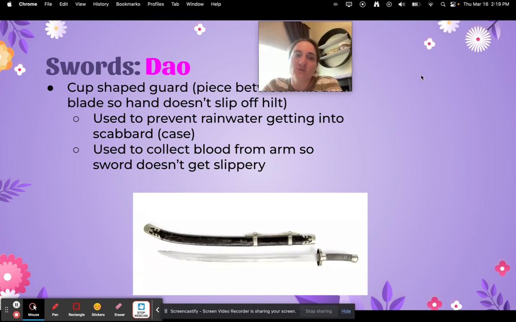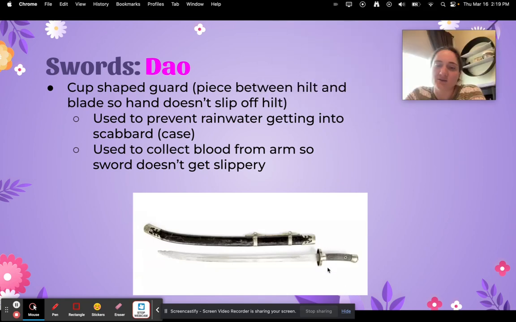It also had a cup-shaped guard, this little piece right here between the hilt and the blade, so your hand doesn't slip off. It was used to prevent rainwater from getting into the scabbard. A scabbard is the case that you put the sword in. And it was also used to collect blood from the arm so the sword doesn't get slippery. Isn't that great? When your arm's all bloody and stuff, you know.